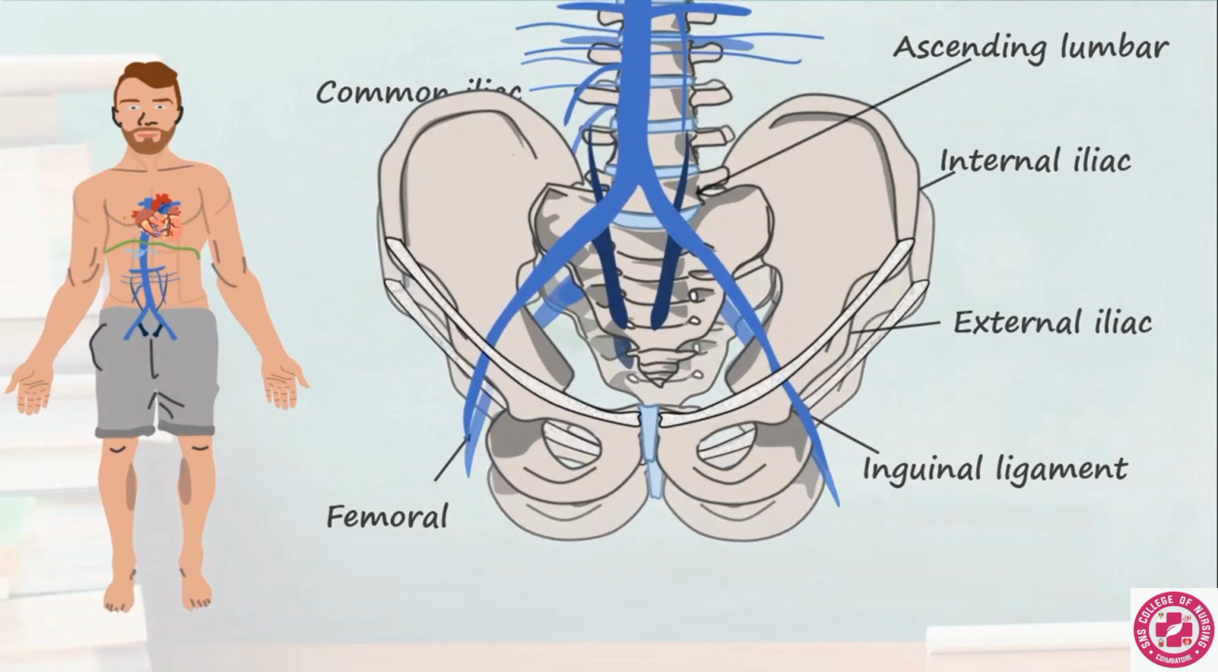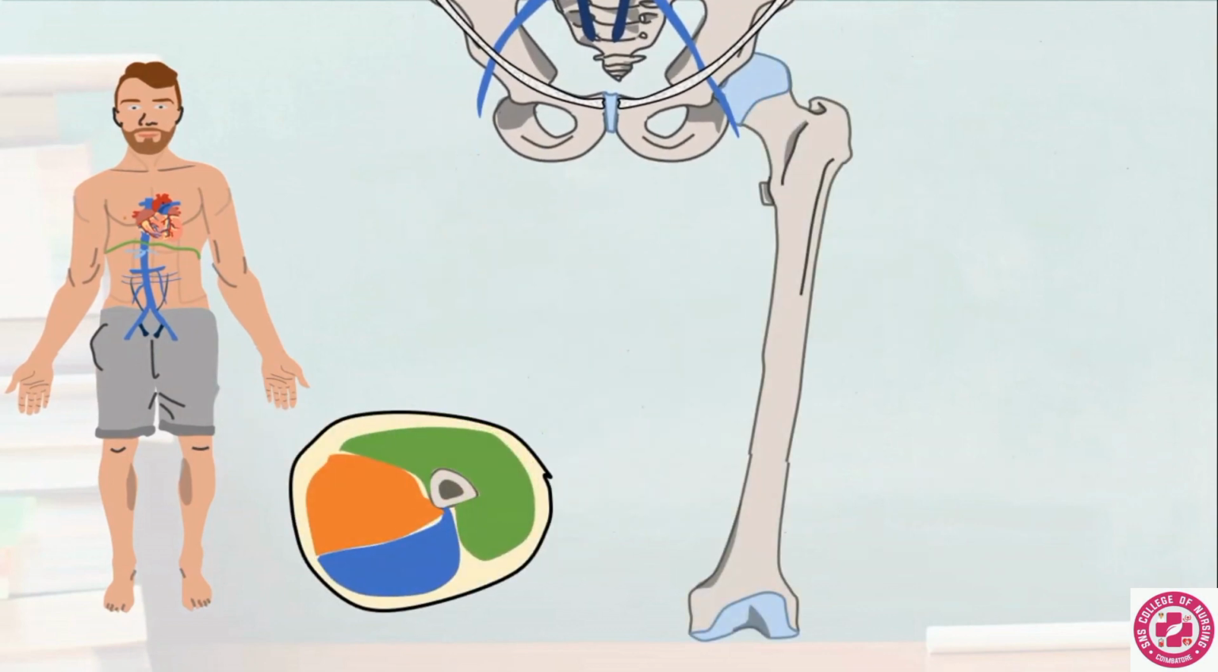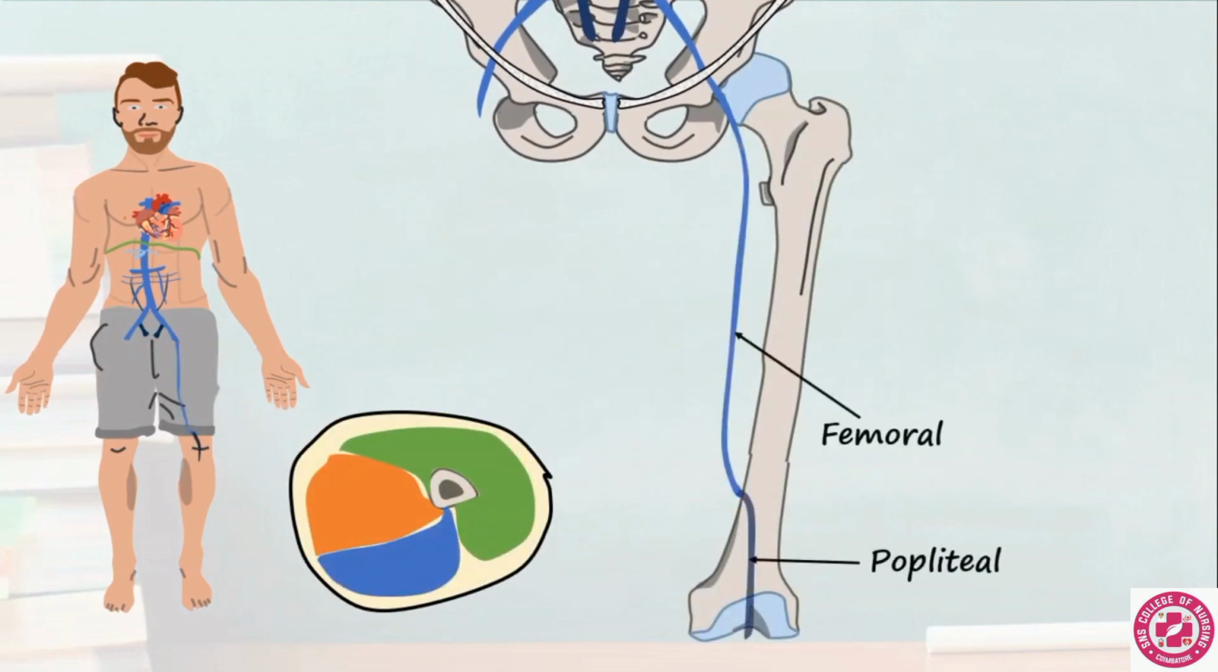The femoral vein actually begins behind the knee at the level of the popliteal vein. It travels up the thigh with the femoral artery before joining the external iliac vein. Like the femoral artery, this vein mainly drains the anterior compartment of the thigh.